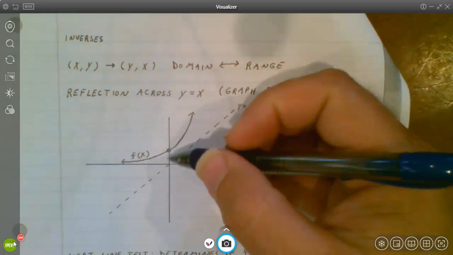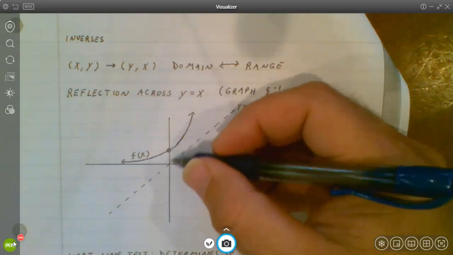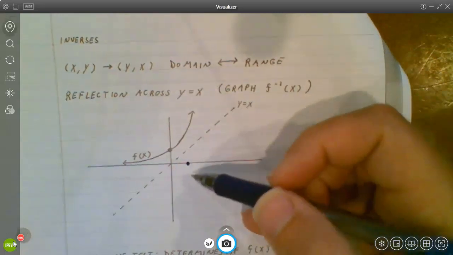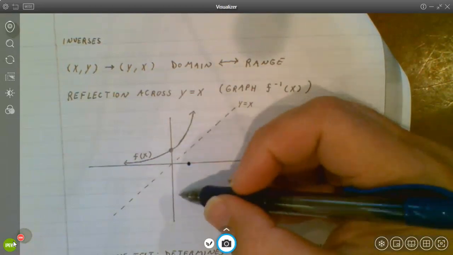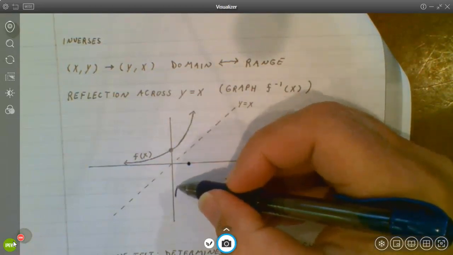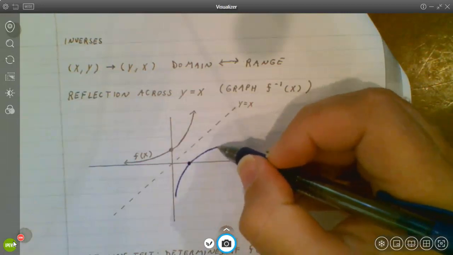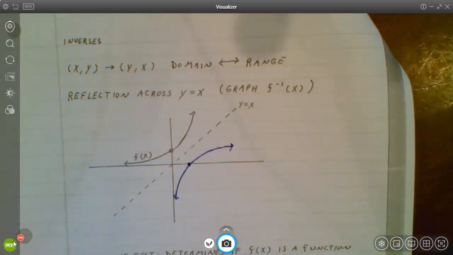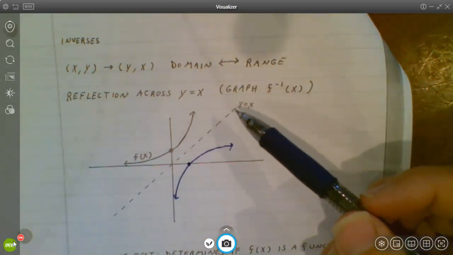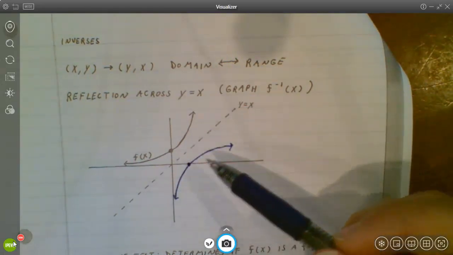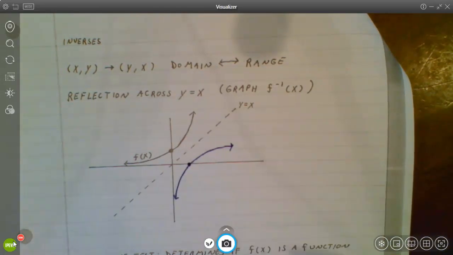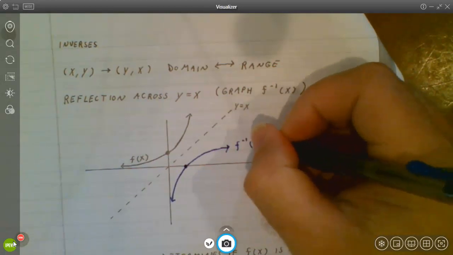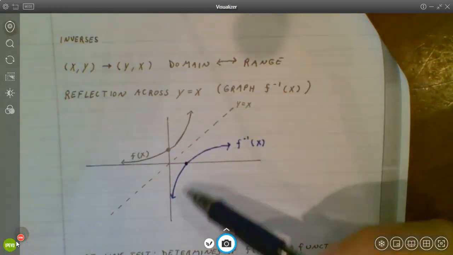So if I were to take, let's just say this is the point (0, 1). If I were to take that same point and put it at (1, 0), and let's see if I can mirror this across that dotted line as best as I can, it would look something like this. And so now you can see if I were to take my paper and fold it across that dotted line, this graph should lay right on top of the original, right? And so here I have the inverse function. So this guy is f inverse of x, just like that.